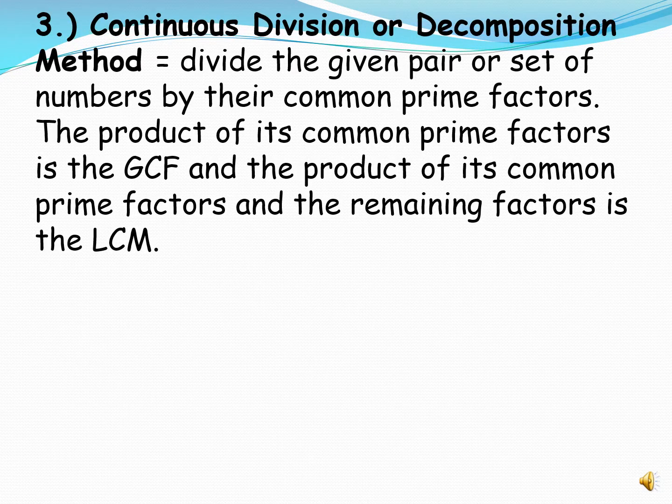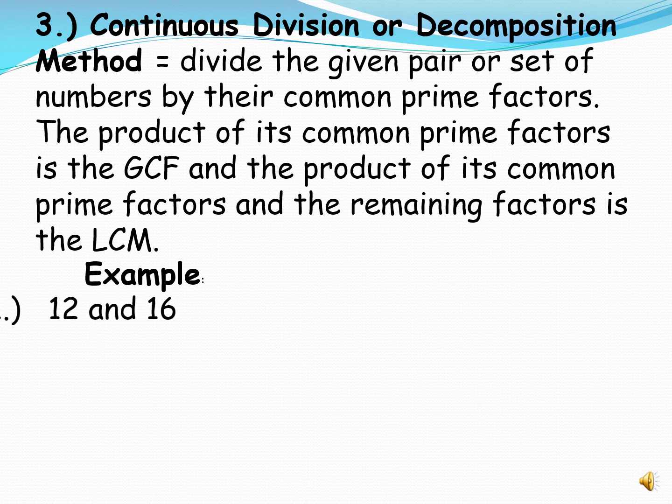Continuous division or decomposition method. Divide the given pair or set of numbers by their common prime factors. The product of its common prime factors is the GCF, and the product of its common prime factors and the remaining factors is the LCM.